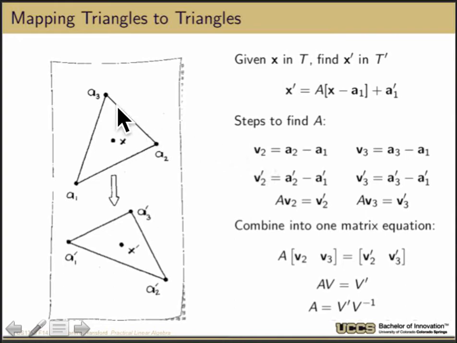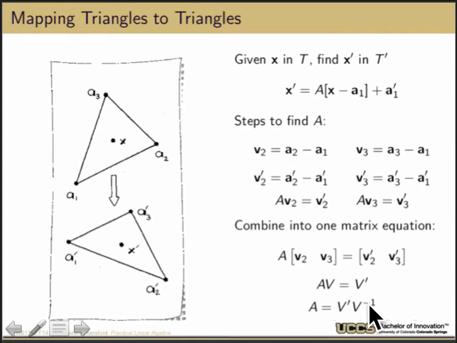I'm going to notice that I can get a vector which is A2 minus A1, and a vector which is A3 minus A1. After transformation, those 2 vectors are going to be mapped to these new points, A2 prime and A3 prime minus A1 prime, giving us V2 prime and V3 prime. Then I can combine those back into one matrix, so that I know that A times [V2, V3] is going to give me [V2 prime, V3 prime]. We've seen this kind of problem before. Then all we have to do is post multiply by V inverse, and I get A equal to V prime V inverse.